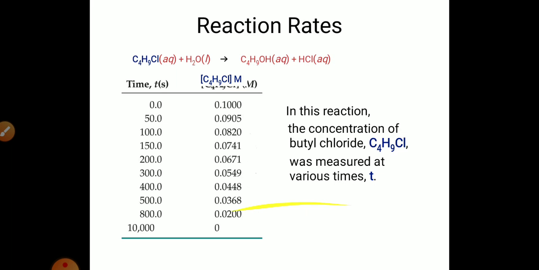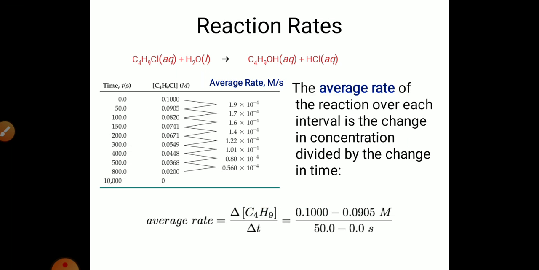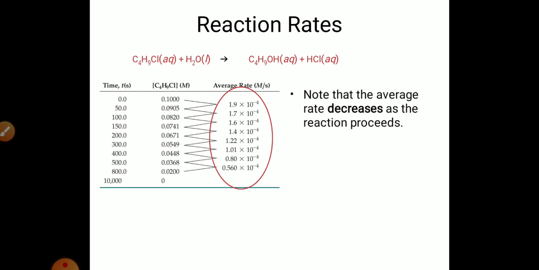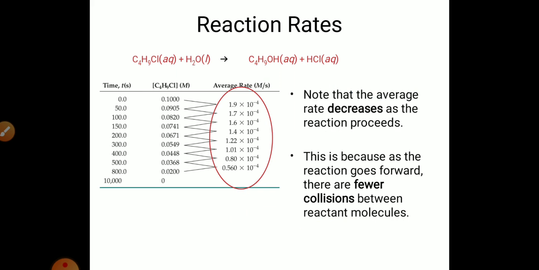Okay, so the average rate of the reaction over each interval is the change in concentration divided by the change in time. Here you can see the average rate is equal to del concentration of C4H9Cl divided by del T. Now you can see that the average rate decreases as the reaction proceeds. This is because as the reaction goes forward, there are fewer collisions between reactant molecules.